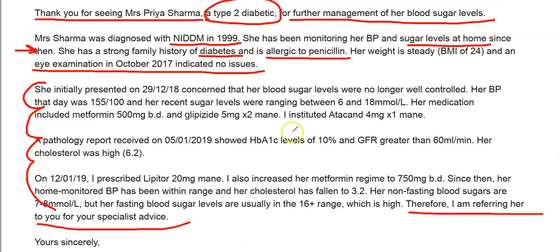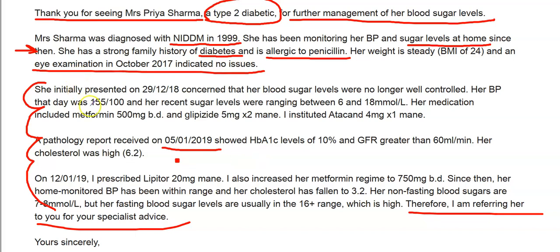Because you can simply say her test results showed, but you don't have to say I arranged for an appointment in 2 weeks' time. Simply put, Mrs. Sharma returned on the 27th, or you don't have to say I told her to come back in 2 weeks' time. Simply say 2 weeks later Mrs. Sharma returned and blah blah blah.